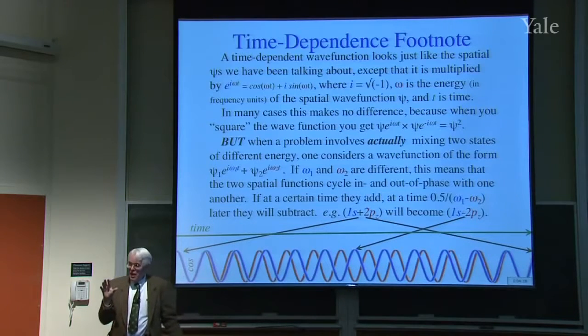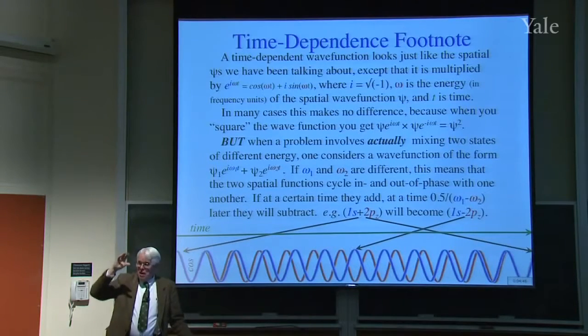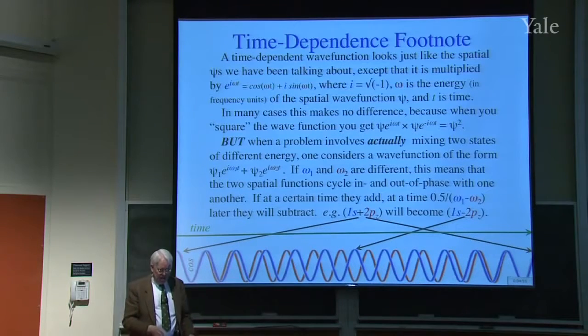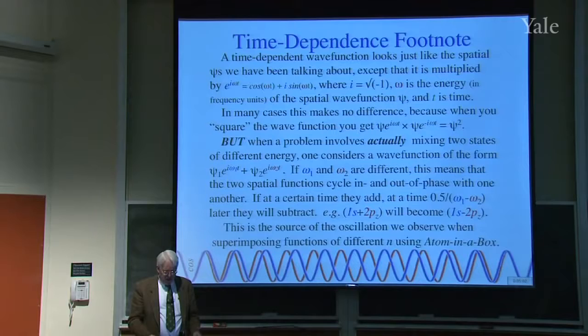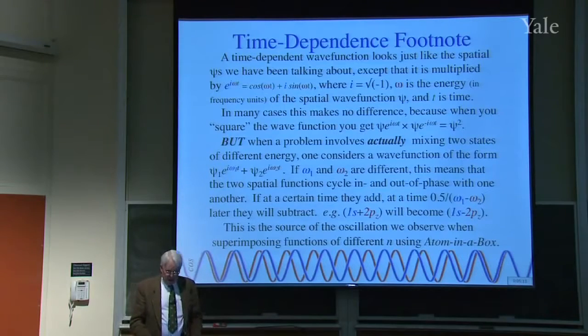Now if you do that for a while and then turn the light off, it may end up being in the S plus P rather than when it started in the S minus P, or vice versa. So you can get an absorption or indeed an emission of light, the interaction with light and the things, because of this time dependence. But again, this is not really our business, and you'll see that later. So this is the source of the oscillation we observe when superimposing functions of different n using atom in a box, different energies. So that thing going up and down over there.